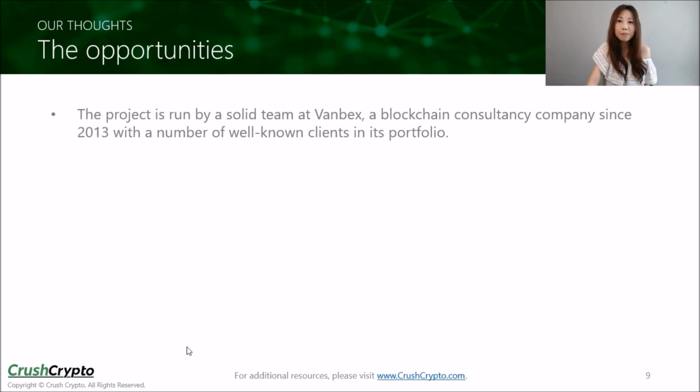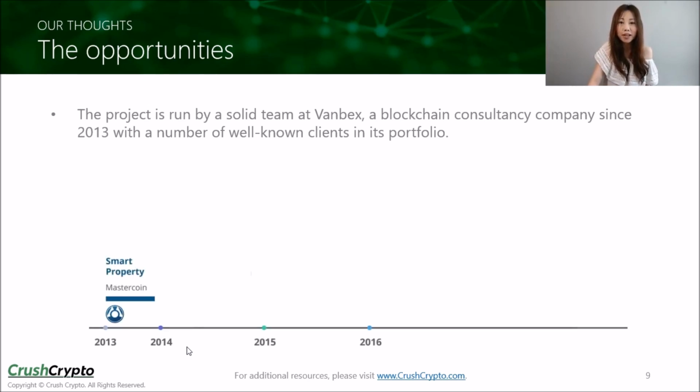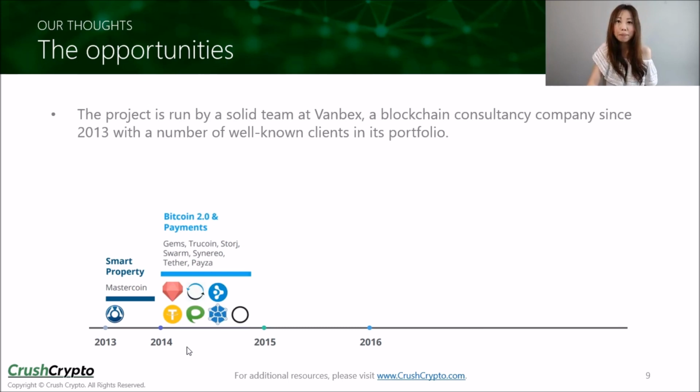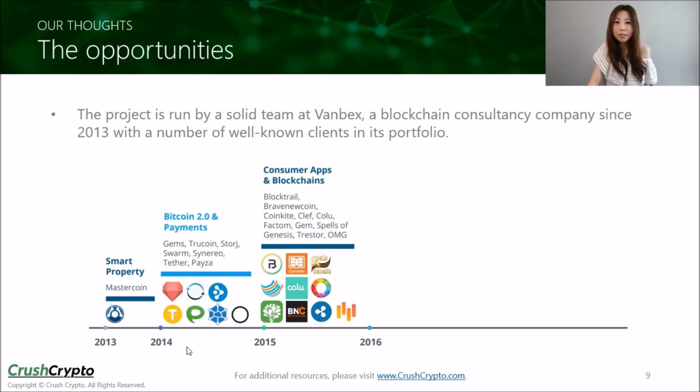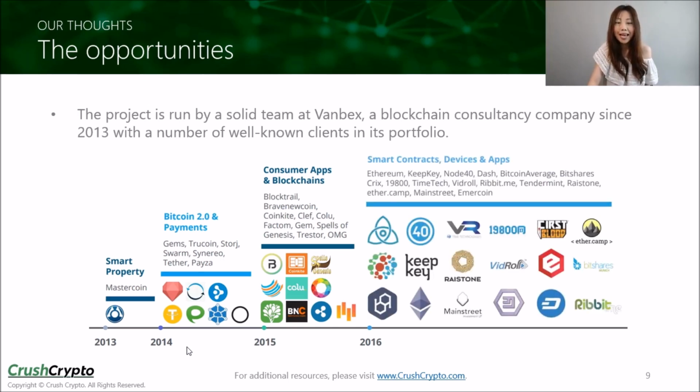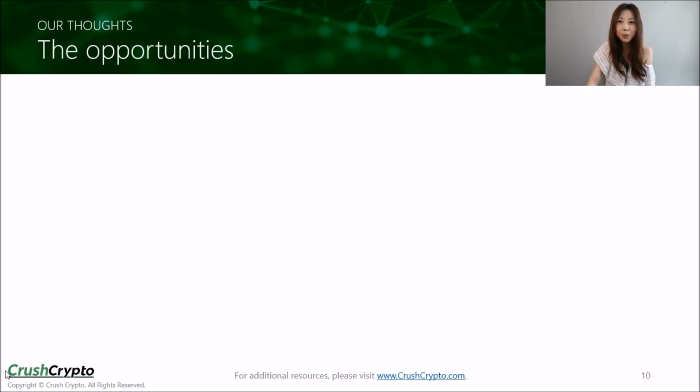First of all, the project is run by a solid team at Vanbex, a blockchain consultancy company and a member of the Enterprise Ethereum Alliance. Vanbex was established in 2013 and worked with Mastercoin, which is now known as Omni. In 2014, they expanded to Bitcoin and payments, working with companies such as Swarm and Tether. In 2015, they moved to consumer apps and blockchain, working with Factom and others. And in 2016, they expanded to smart contracts, devices, and apps, working with companies like KeepKey and Dash. As Vanbex Group already advises enterprises on blockchain technology and applications, we believe they will be a valuable asset in driving Etherparty forward.